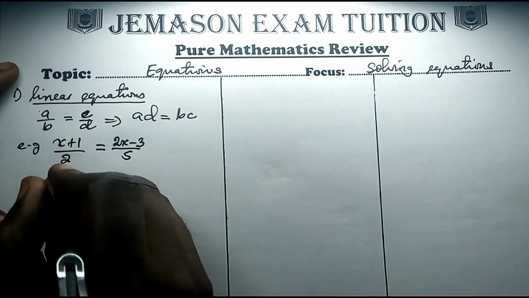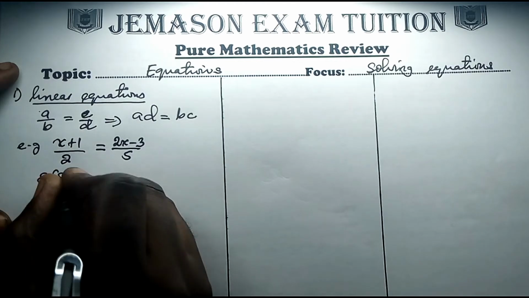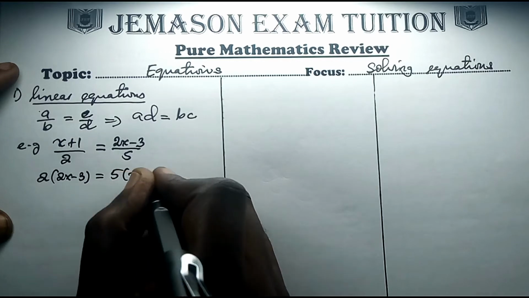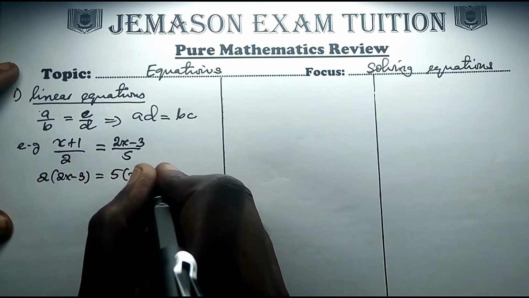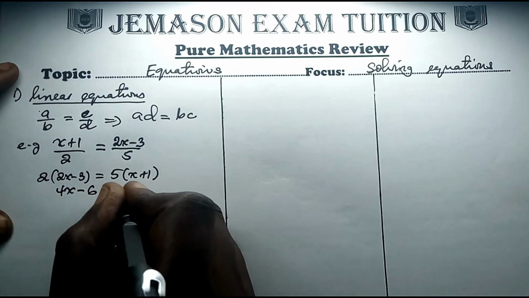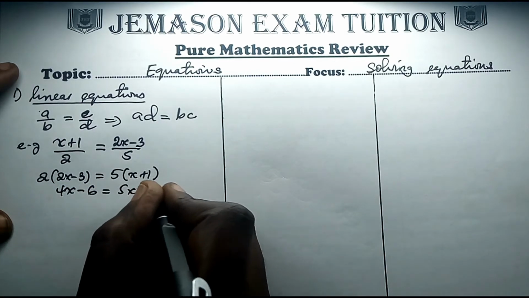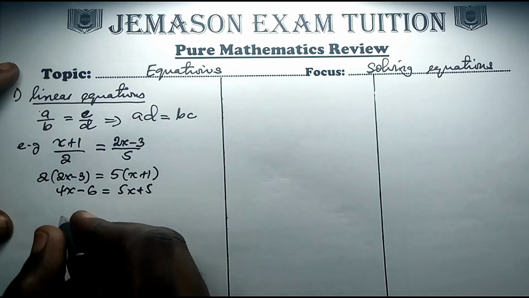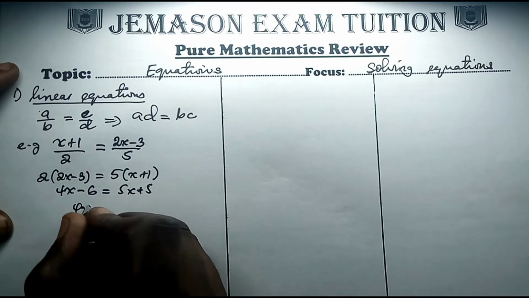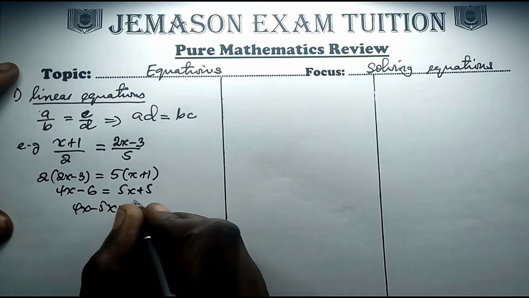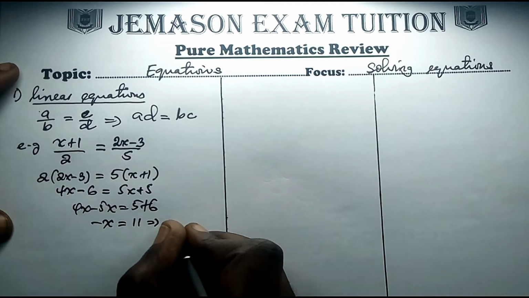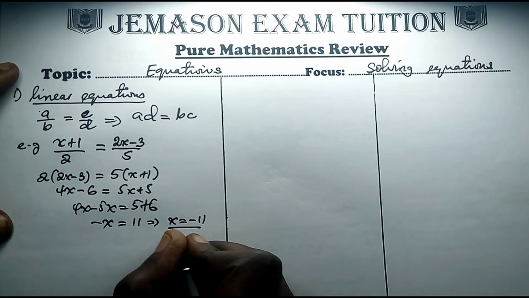And you simply cross multiply, you get 2 into 2x minus 3 equals 5 into x plus 1. 4x minus 6 equals 5x plus 5. And you collect like terms, you get 4x minus 5x equals 5 plus 6. Negative x equals 11, so that x equals negative 11.